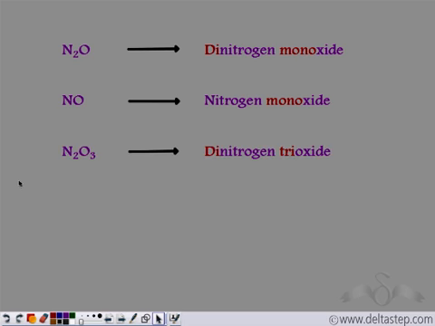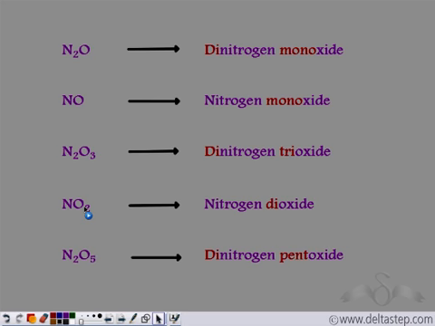Now we have N2O3. So this has two atoms, this has three atoms. So this becomes dinitrogen trioxide. For NO2, one atom of nitrogen, two atoms of oxygen. So nitrogen, we ignore the mono for the first non-metal, and dioxide. Similarly for N2O5, we have dinitrogen and pentoxide.